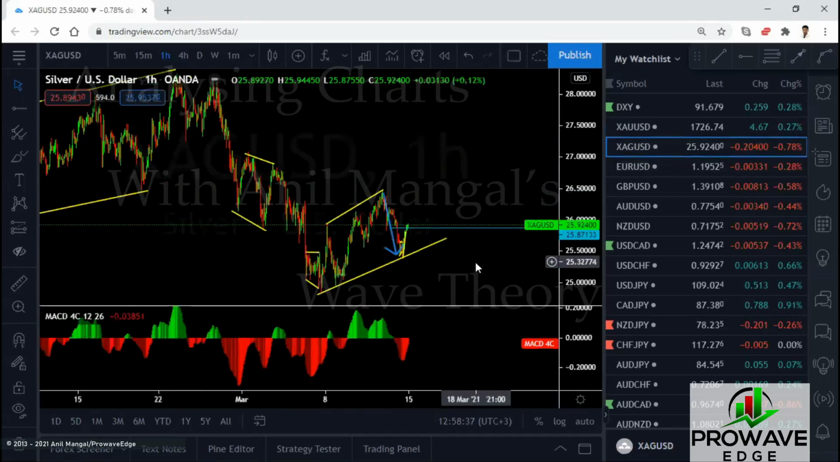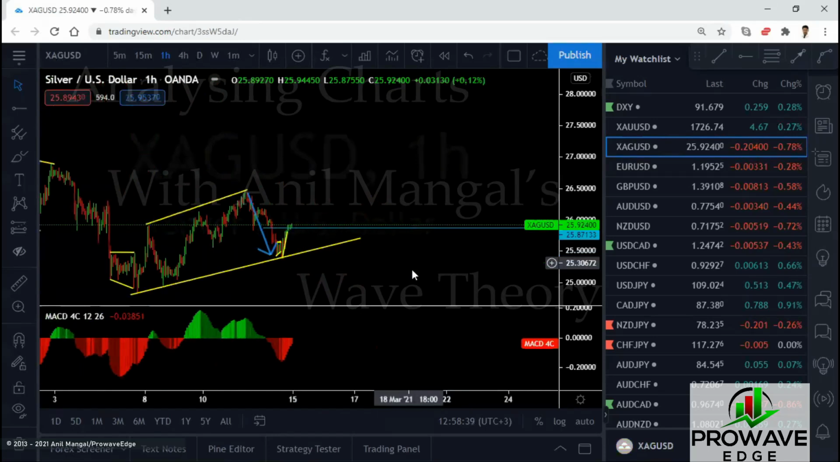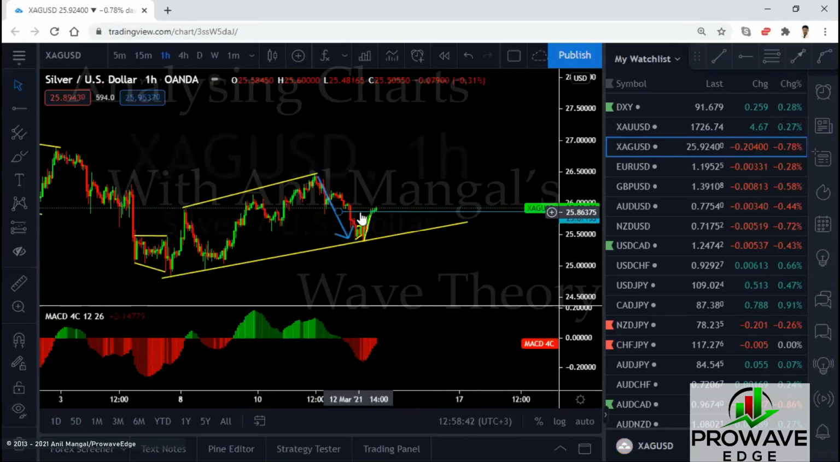Silver has the very same structure. Silver, we knew this was going to go back up. So the silver sell, we closed it here. And we closed the sell we had.